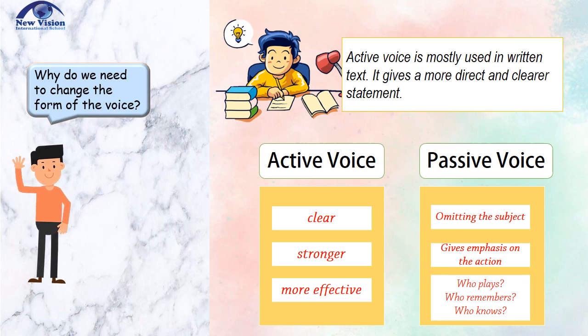But why do we have the passive voice form? Sometimes the passive voice just omits the subject because it has less importance. It also gives emphasis on the action, what has been done. But passive voice can also indicate who did the action, who plays, who remembers, and who knows.